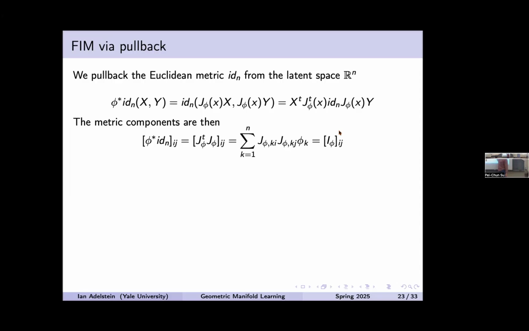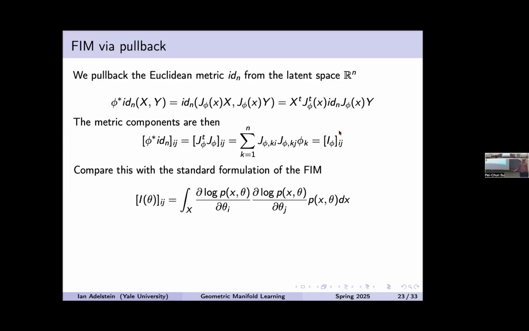What does this mean? Well, I push forward these two vectors using the Jacobian. This is just another way to write this inner product. Then this identity goes away, so that when I write down the ij component of this pullback metric, it just looks like J transpose J. And that's exactly what we had before, right? That's the ith column of J dotted with the jth column of J. So again, I'm realizing this Fisher information metric as a pullback of the standard Euclidean metric for my latent space.